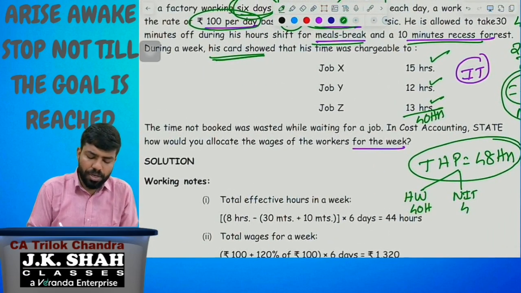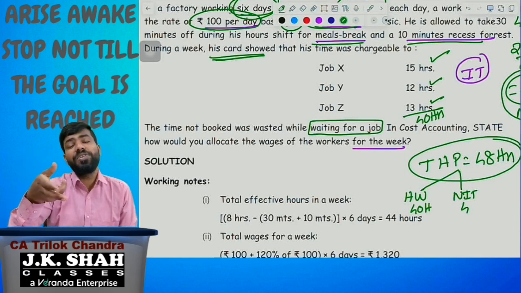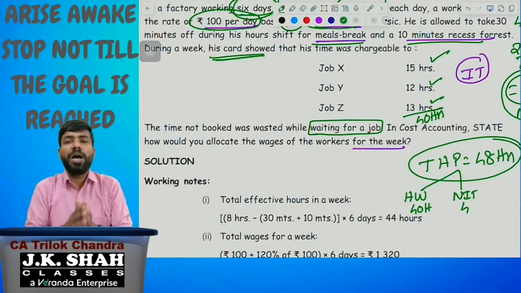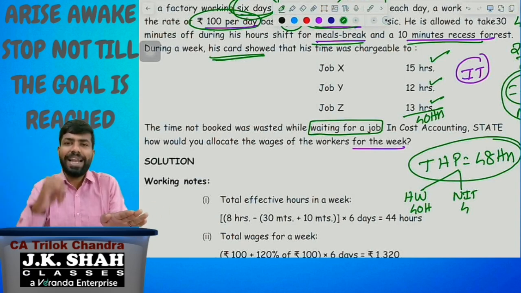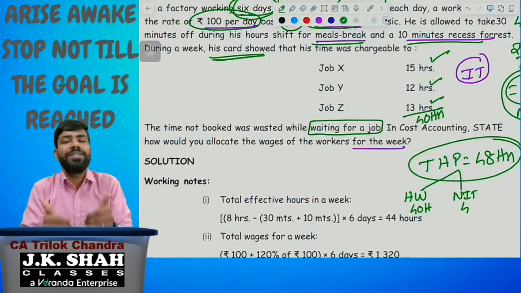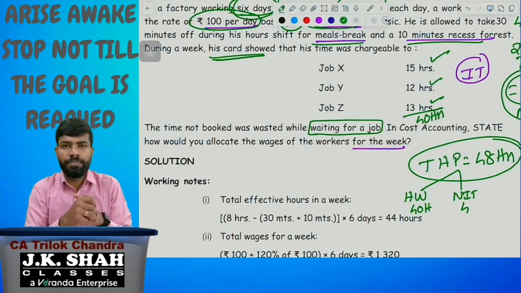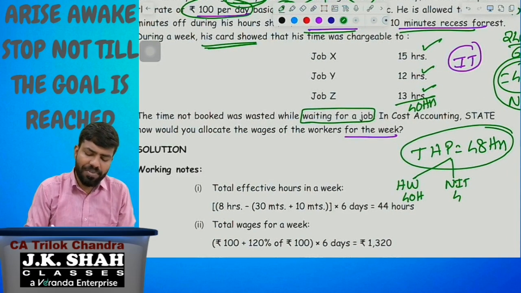Look at here. The time not booked was wasted while waiting for a job. Please understand this wording: waiting for a job. Changing of the job is different from waiting for the job. Changing of the job is when we are working on job A and we change to job B. Waiting for the job is when job A is completed, but the next job is not yet allocated. When the job is not yet allocated, whose mistake is that? Management's mistake. Can we avoid that? 100% we can avoid that. What is this? Abnormal idle time. If you are able to avoid it, it is abnormal idle time. Are you understanding?